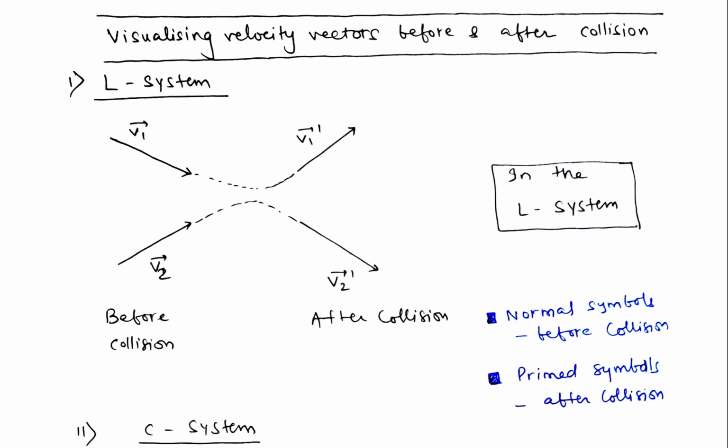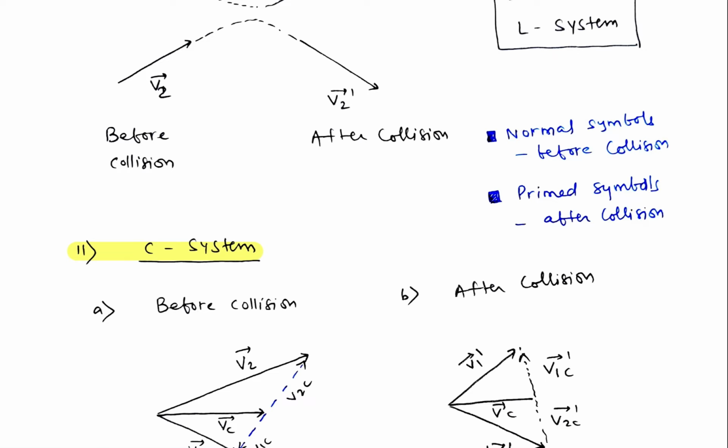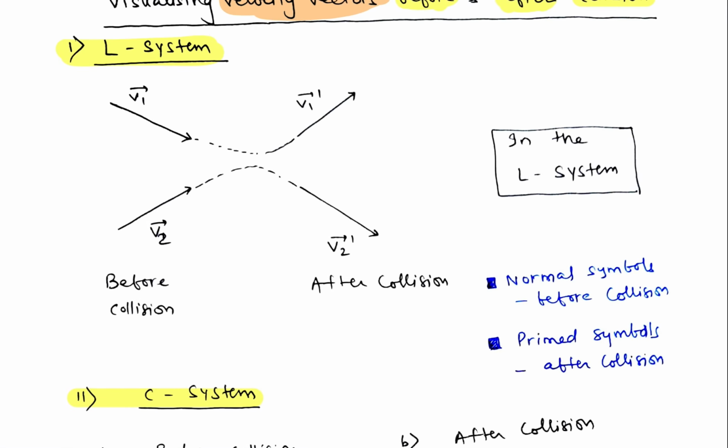Now what we need to do is visualize the velocity vector, which is a very important part here, because the velocity vector must be visualized in two different scenarios. The first is before and the second is after the collision. We will do it in two systems. First we will do it in L system, and then in the second one we will do it in C system. So let us do it in L system first.